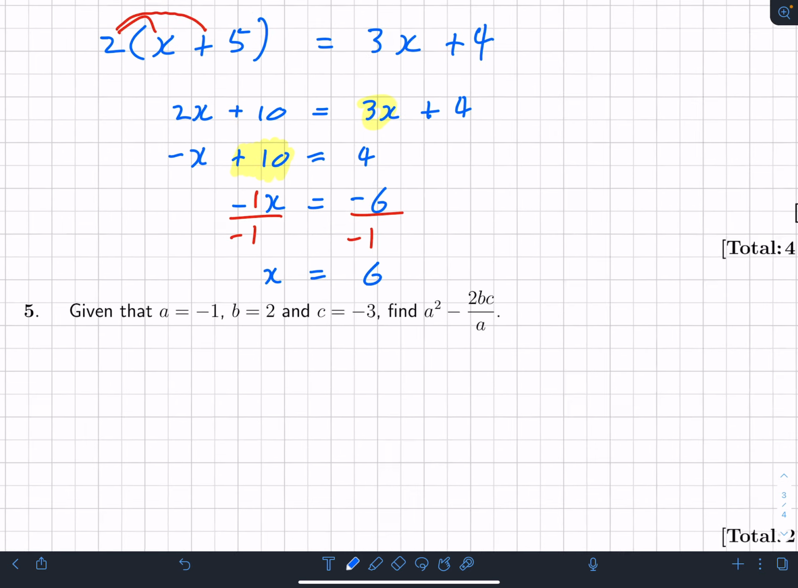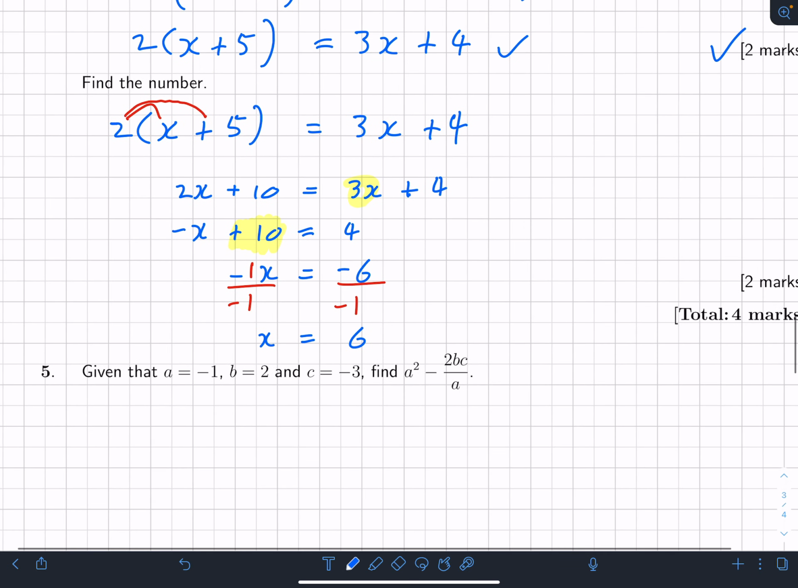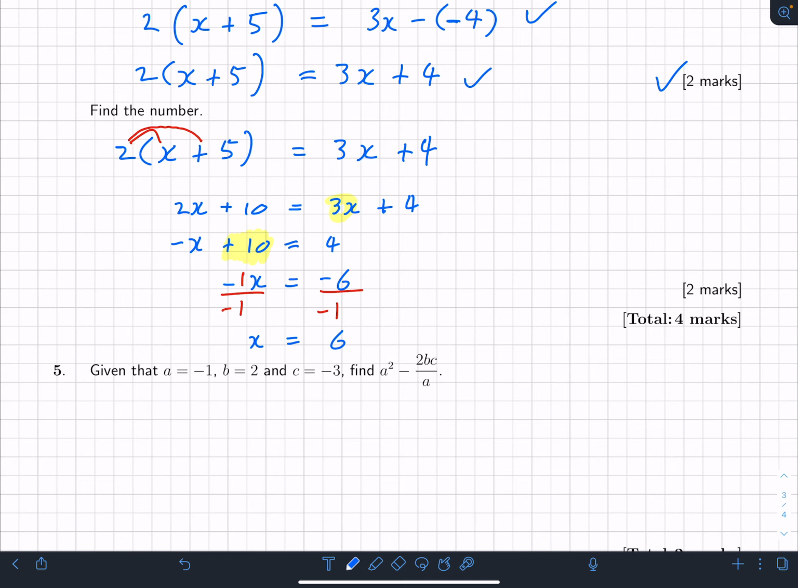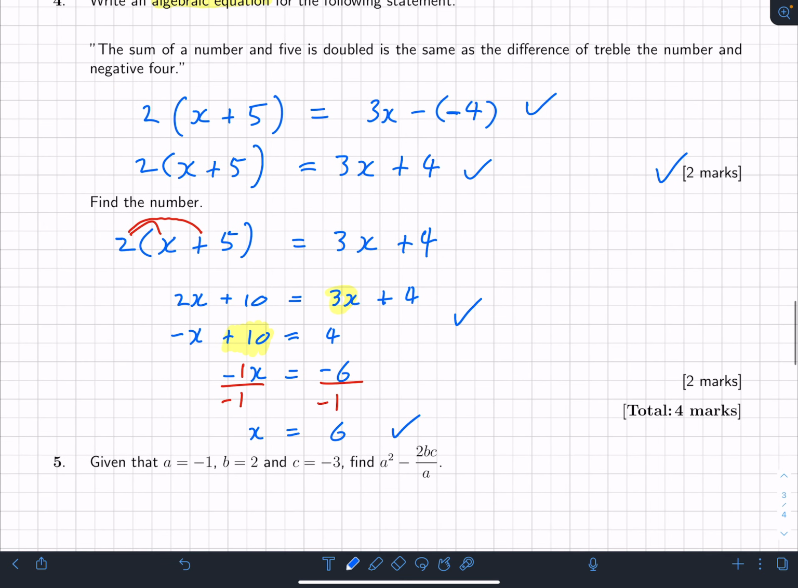So we've solved question 4. Okay, that one's worth 2 marks. So we've got 1 for our answer, and then we've got another mark for our working out. So that was question 4.